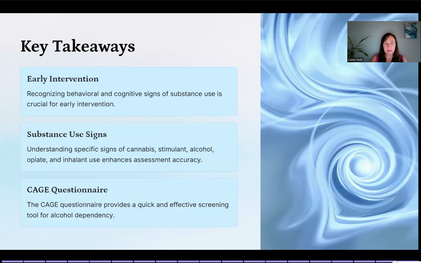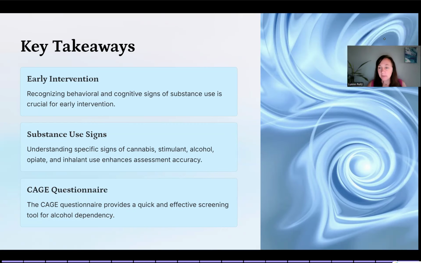So the key takeaways, early intervention. So recognizing behavioral and cognitive signs of substance use is crucial for early intervention. Substance use signs, understanding specific signs of drug use enhances assessment accuracy. And using the CAGE questionnaire provides a quick and effective screening tool for alcohol or drug dependency. All right, thank you.